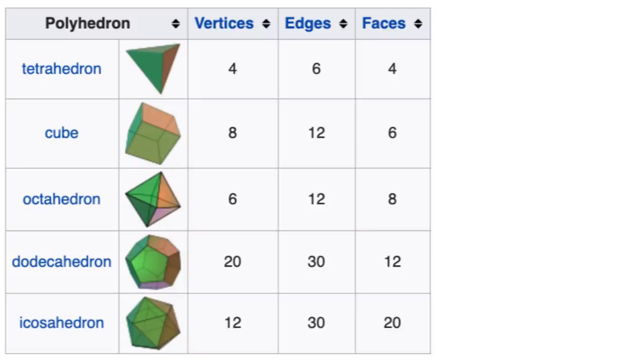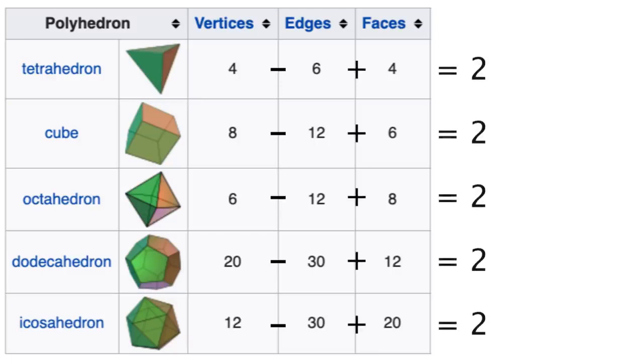However, we will do a little more analysis with these shapes. Take a look at the vertices, edges, and faces of each solid. There's something these all have in common, and it's not obvious at first. But if we subtract the edges from the vertices and then add the number of faces, in each case the value comes out to 2.